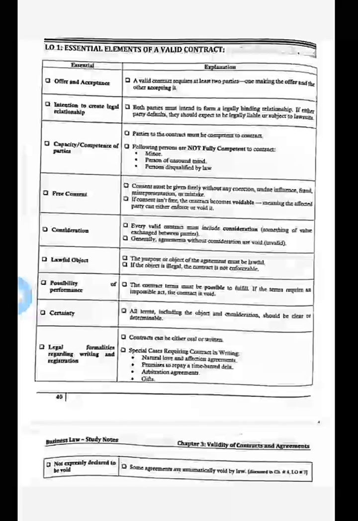The person who is already disqualified by law, we cannot make any contract with him. Then there must be free consent. Free consent means it must be free from coercion or threats. As per the book, consent must be given freely without any coercion, undue influence, fraud, misinterpretation, or mistake. If consent is not free, the contract becomes voidable, meaning the affected party can either enforce or void it.